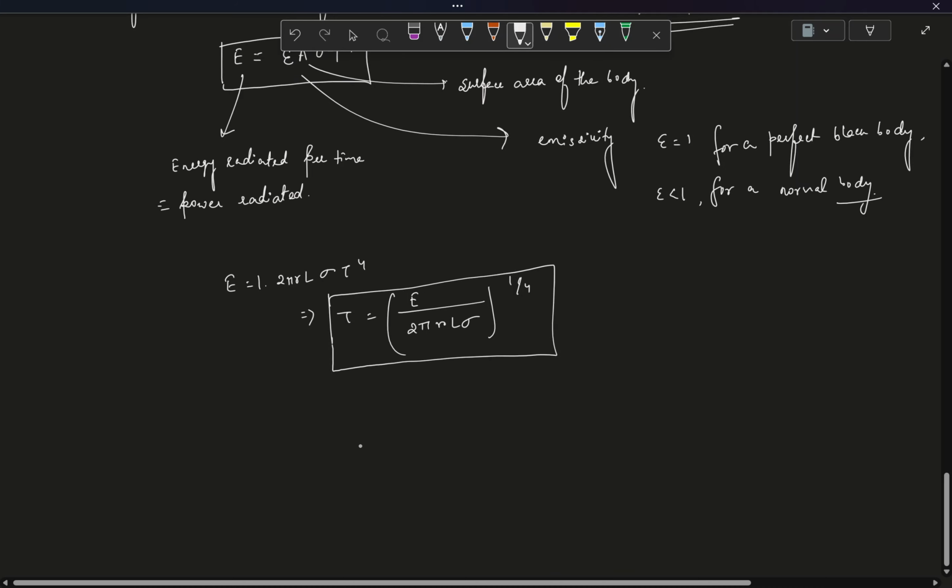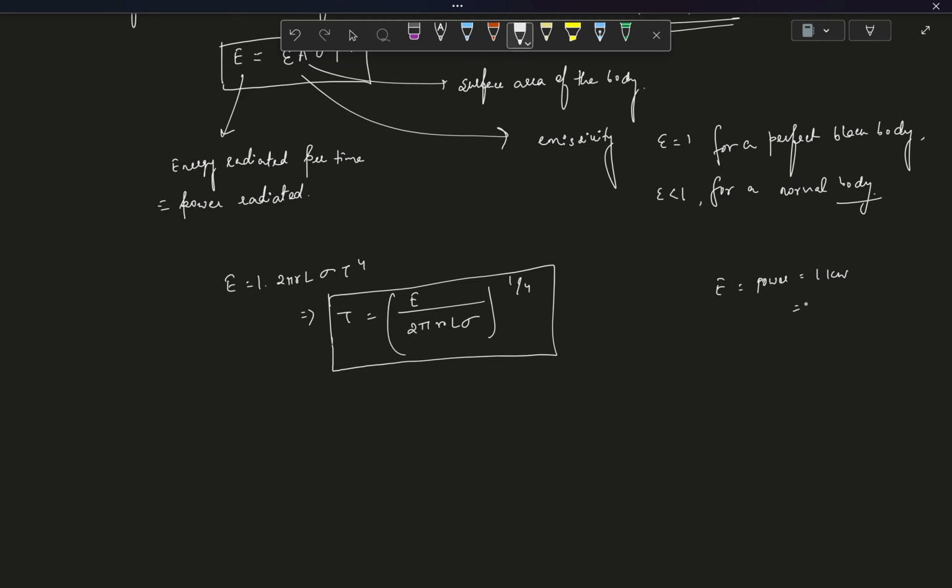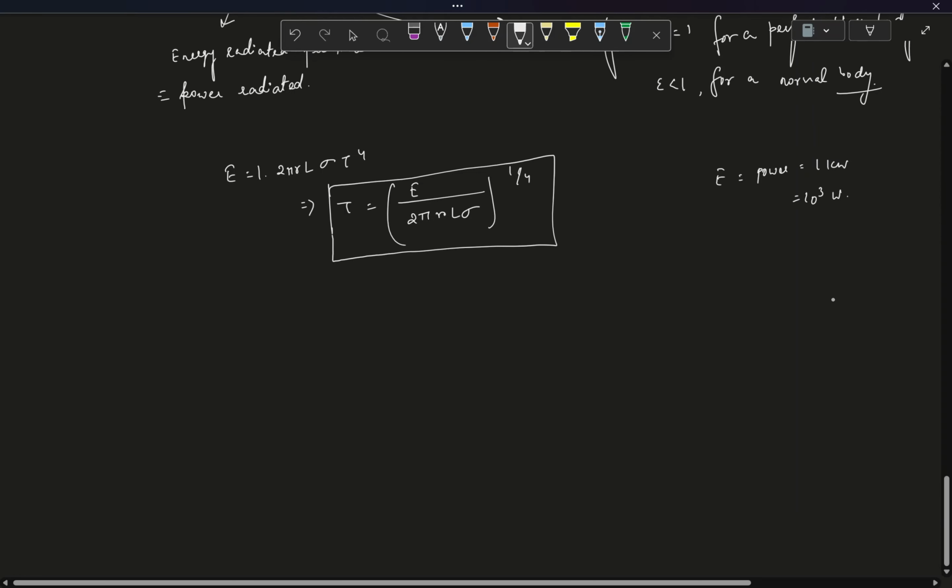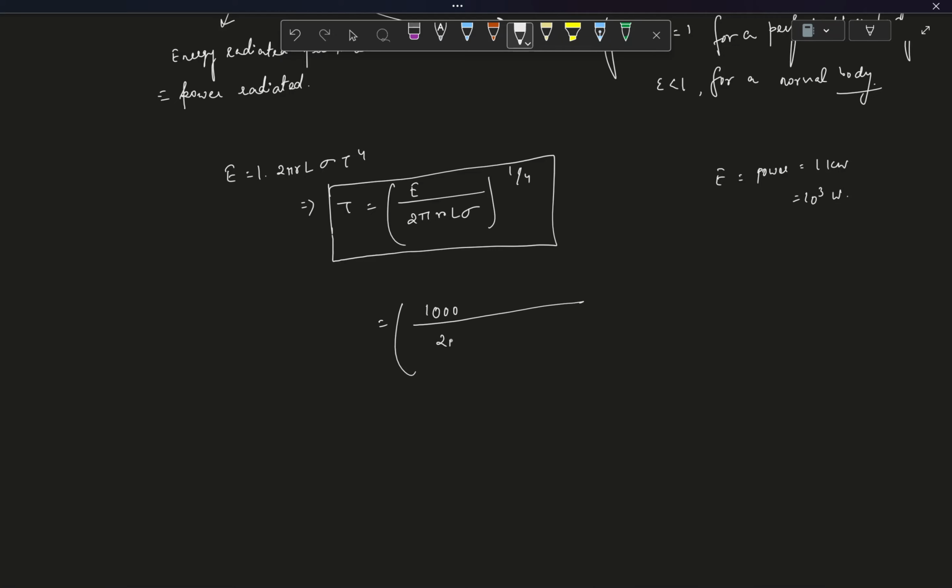Now in the question, you have to carefully put in all the known parameters given to you. E is given as 1 kilowatt. E is the power that is radiated, which is 10 to the power 3 watt, right? So you have to put that here. So this is 10 to the power 3 divided by 2 pi r, where r is 1 millimeter, so 10 to the power of minus 3 meter, into L, which is 1 meter, into sigma, which is also in SI, 5.67 into 10 to the power minus 8, all to the power of 1 by 4.